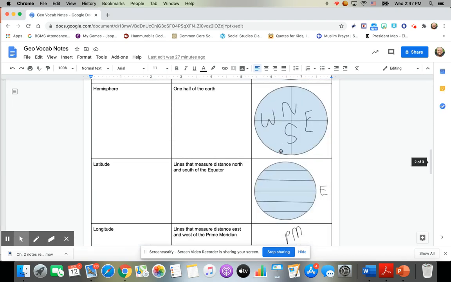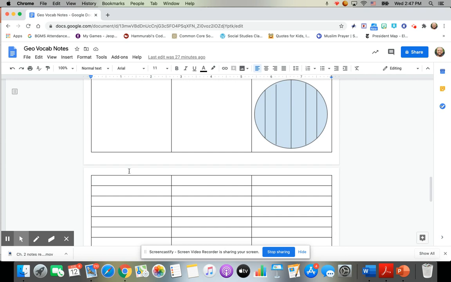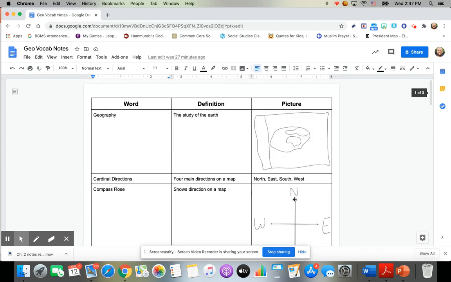So now we're going down to create a new word. Last time you did not have to type them in. Now you do have to. And, I'm sorry, we're not doing that yet. We're adding to geography, the study of the earth. And we're going to add how people and the earth affect each other.